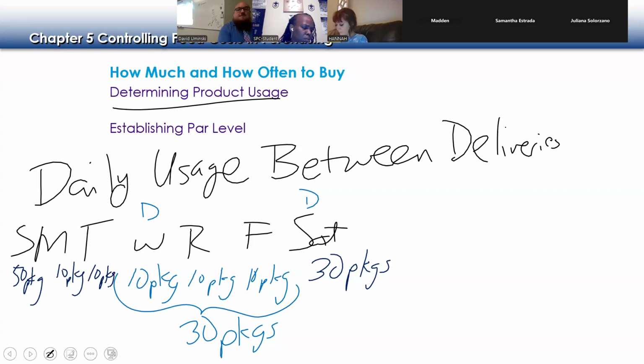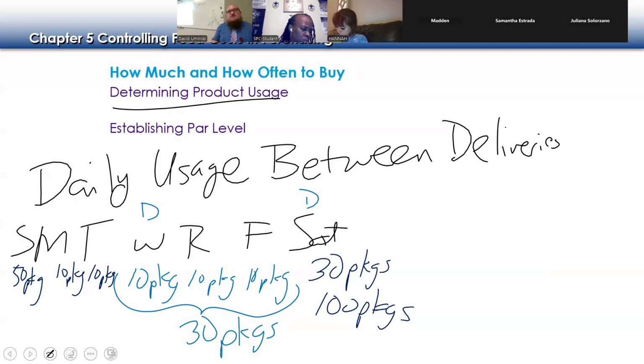So we're going to add those up. What's 30 and 50? 80. And then 10 and 10 is 20. So 80 and 20 is 100. So Saturday, my par is 100 packages of tortillas. So on Saturday, when that truck drives away, I need to make sure I have 100 packages of tortillas to get me through Saturday, Sunday, Monday, and Tuesday. You guys see how par works?